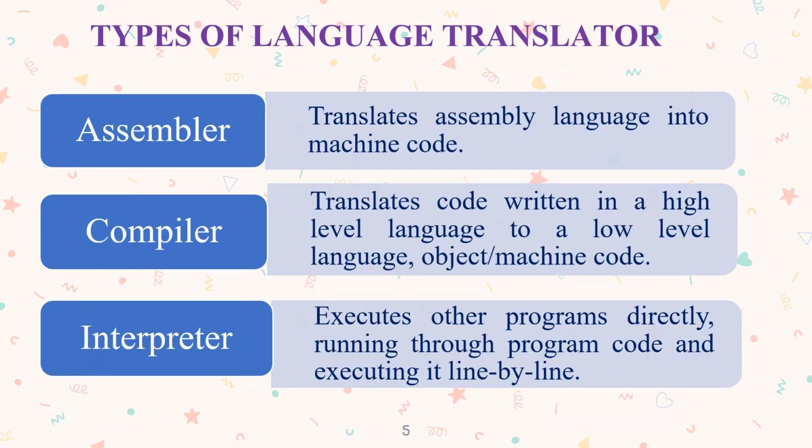Types of language translator. There are 3 types: assembler, compiler and interpreter. An assembler translates assembly language into machine language. A compiler translates code written in a high-level language into low-level language, object or machine code. An interpreter executes other programs directly, running through the program code and executing it line by line.